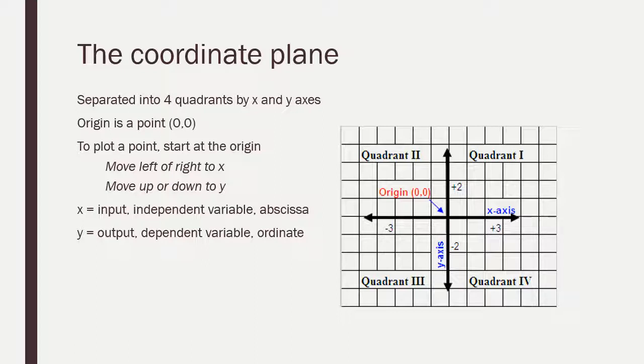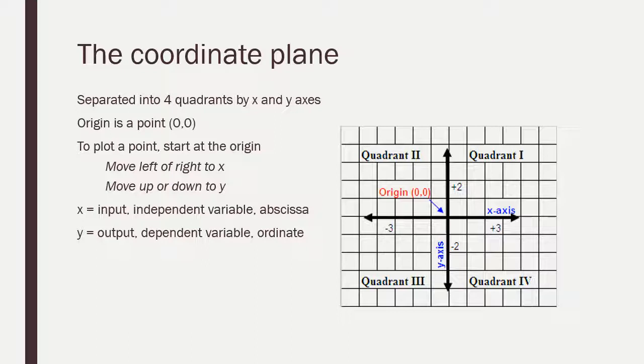To graph a point or find the coordinate of a point, start at the origin where the two axes cross. Move left or right for the x value, depending on whether it's positive to the right or negative to the left. Then turn the corner and move up if the y value is positive, or down if the y value is negative. Remember, there are a lot of words for the x and the y, but they always occur in that order. That's why they call them ordered pairs.